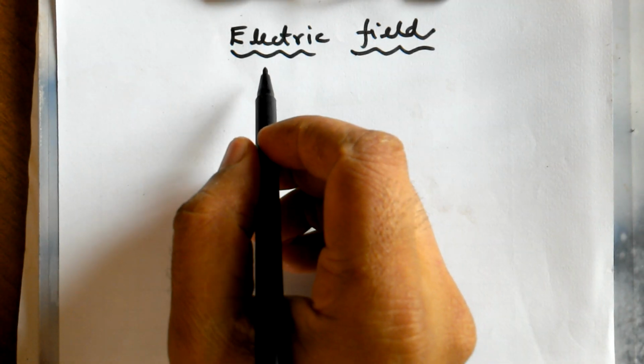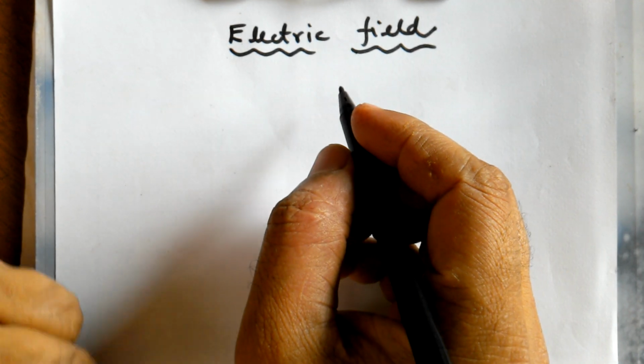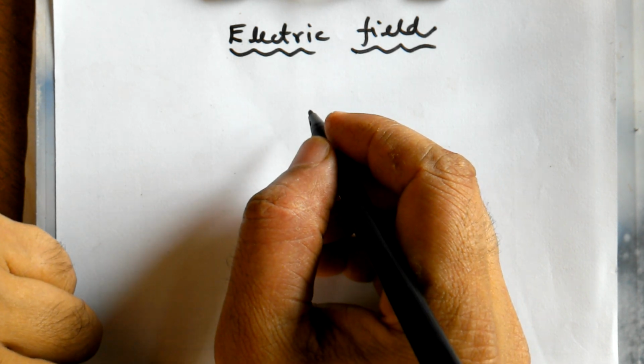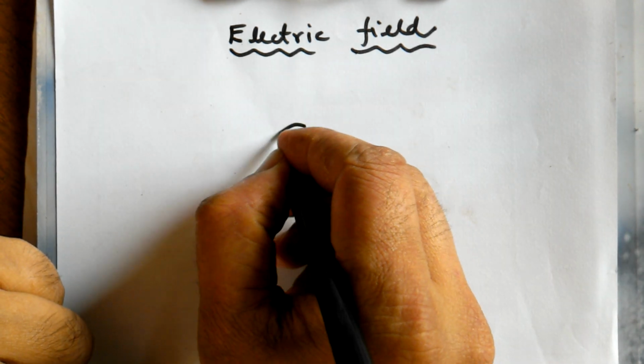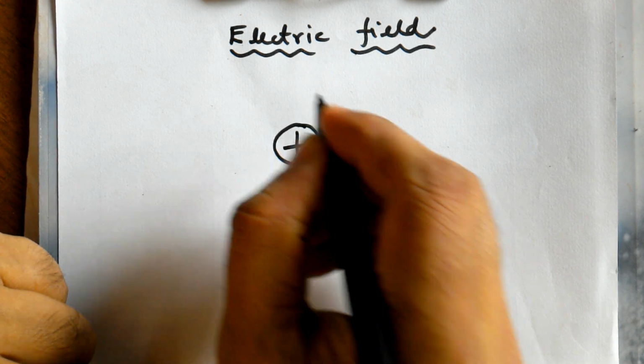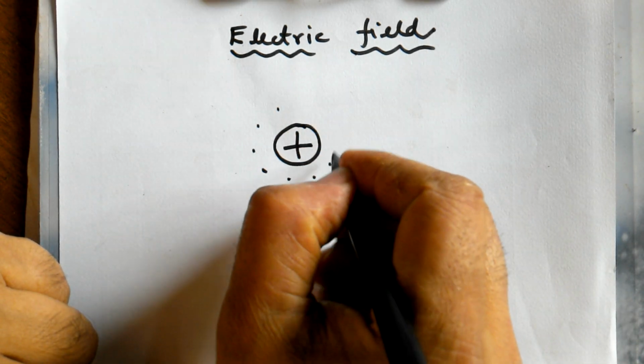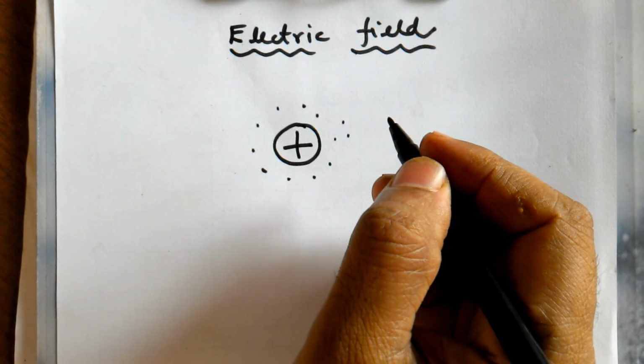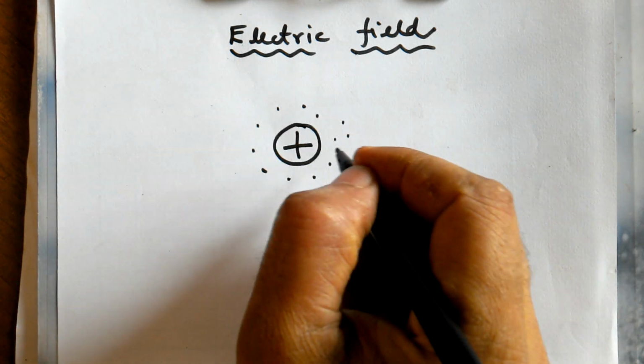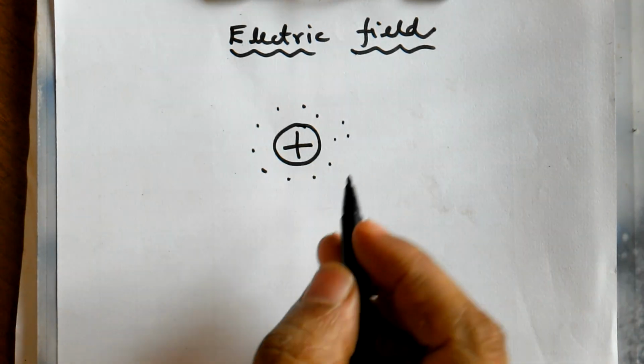We will see what is an electric field. Now, every charge will create its own field around it. Suppose there is a positively charged body. Around the charged body, there is a field everywhere. What do you mean by that field? Field is the region where another charge will experience a force.